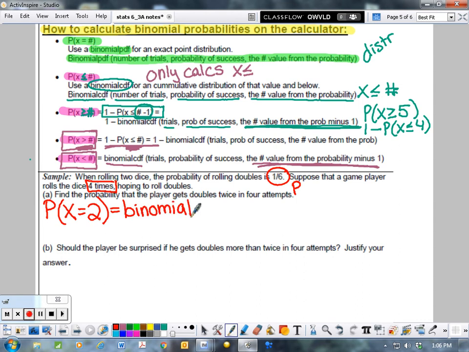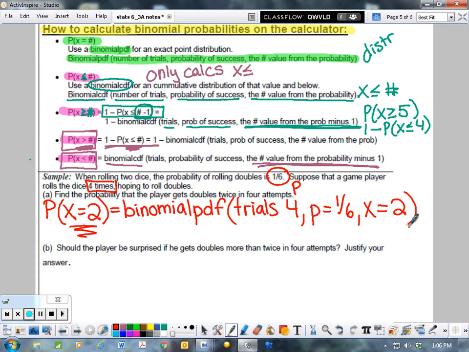Because I want exactly 2, it's going to be PDF. When I want a less than or equal to or greater than or equal to, that's where I'm going to use CDF. But because it's exactly a value, we're going to do binomial PDF. And then we're going to put in the number of trials. So my trials is 4 times. My probability of success is 1/6. And I want to know that x is equal to 2.